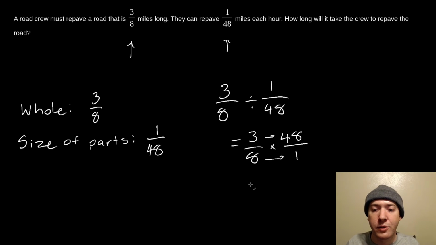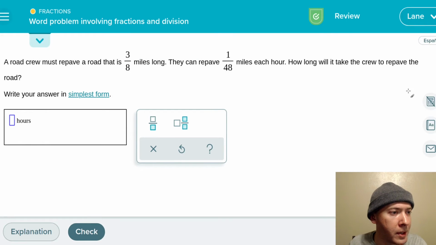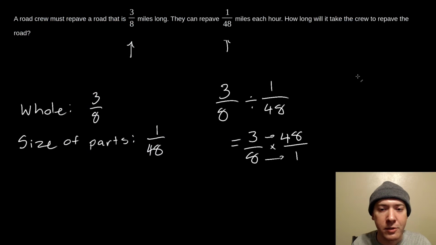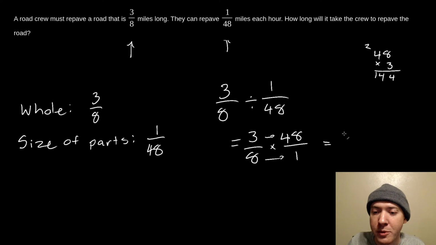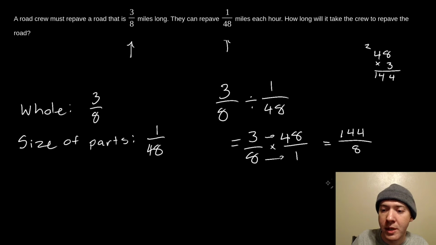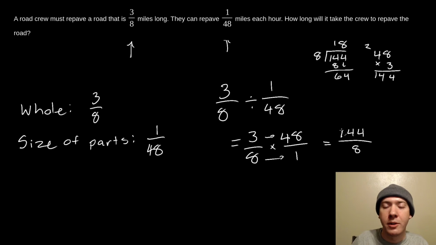Okay? So I'm going to show you two different ways to do this. The first way would be to multiply 3 times 48. And let's look at the problem. Yeah, okay, it says we can't use a calculator, so let's work out 3 times 48. 144, so 144 is going to go on top, and then on the bottom we're going to have 8 times 1, which is 8. And then we would need to do this division to try to simplify this fraction. Okay, 144 divided by 8 is 18. So that would be our answer.